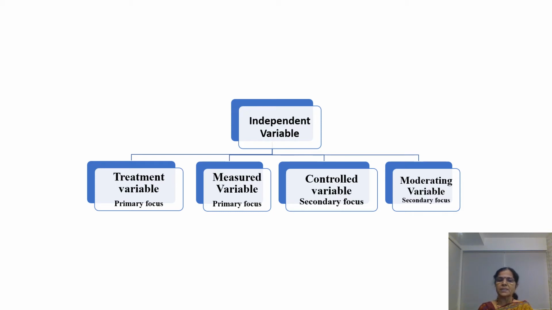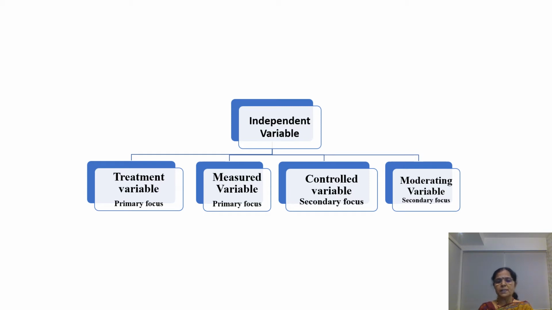The treatment variable is of primary concern in the study. The researcher studies the effect of the treatment variable on the dependent variable, and usually these treatment variables are categorical in nature. For example, method of teaching, which may be categorical, this method or that method. Teaching with computers or teaching without computers. So they are categorical in nature.